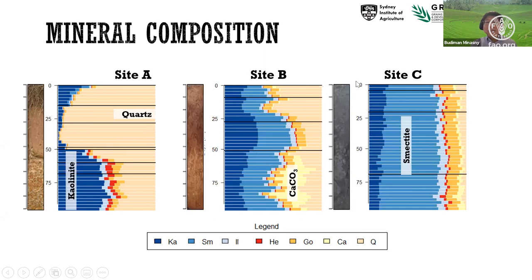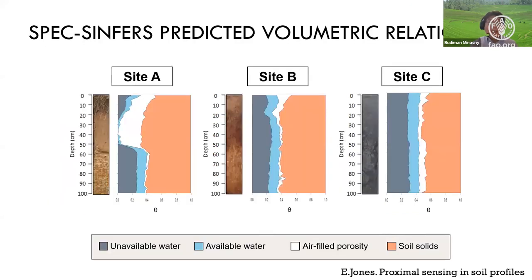And the last one, this is a vertisol, and we can estimate that the main mineral of this soil is smectite and so on. So using this infrared technology in the field, we can get more information about the composition of the soil and about the minerals of the soils. And finally, we can also estimate the quality of the soil. Given this kind of texture, given this kind of mineral, what would be the expected amount of solids, amount of water that is available, amount of water that is not available.